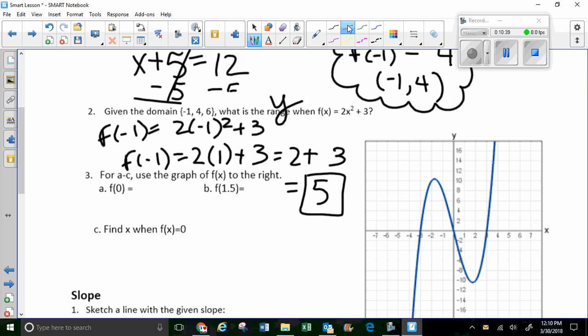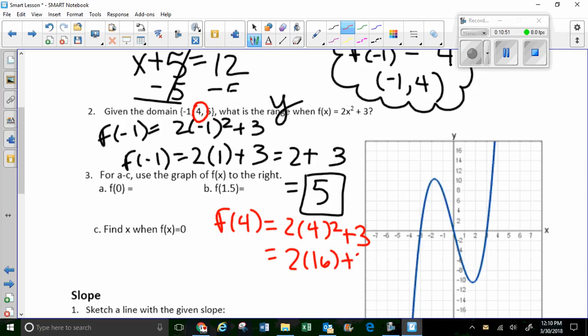Next, we're going to plug in 4. So f of 4 is going to be 2 times 4 squared plus 3. 4 squared is 16. 2 times 16 is 32. 32 plus 3 is 35.